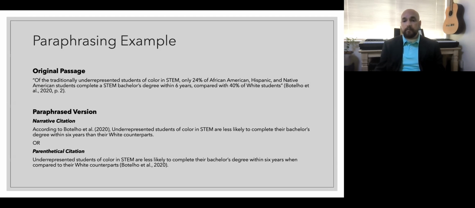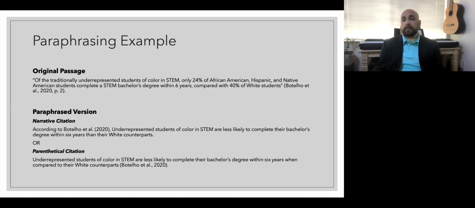The original passage reads, of the traditionally underrepresented students of color in STEM, only 24% of African Americans, Hispanics, and Native American students complete a STEM bachelor's degree within 6 years, compared with 40% of white students. And this came out from an article, and as you can see here, the keywords could be underrepresented, students of color, STEM, and then maybe bachelor's degree in 6 years.